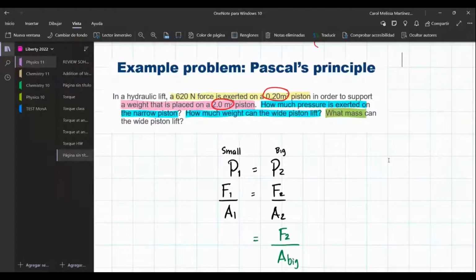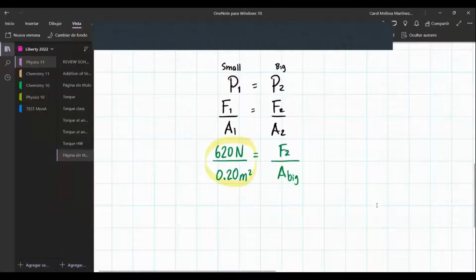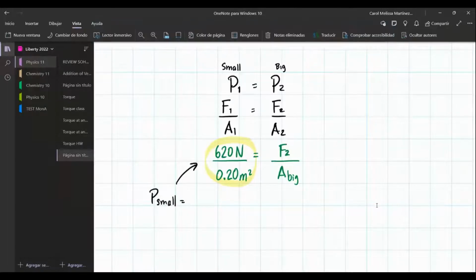I know the first force, that is the small piston. The force of 620 Newton is exerted on the small piston, and the area of the small piston is 0.20 square meters, okay? Now, if I perform just this, it's going to give me the pressure applied on the small piston. So pressure in the small piston is going to be equal to this division, 620 divided by 0.2.